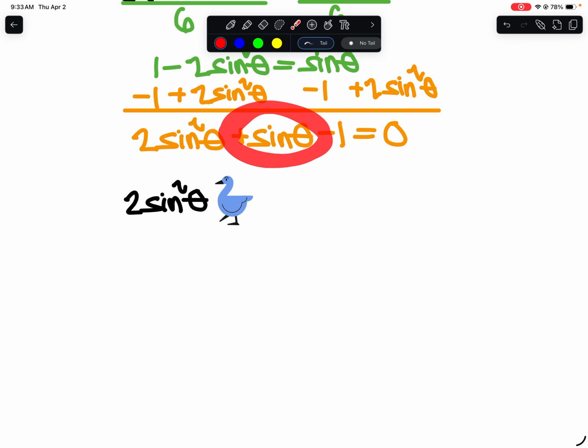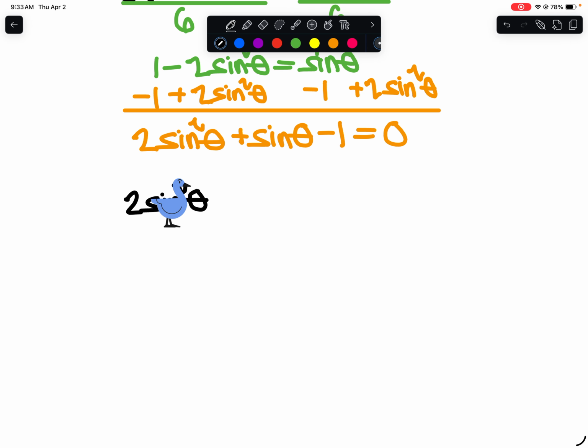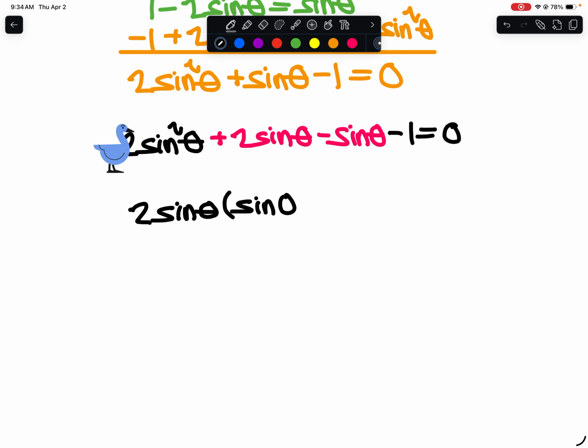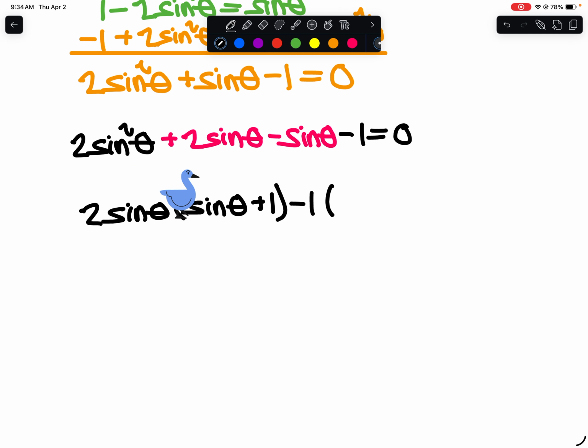Factors of negative 2 that add up to a positive 1. So I want positive 2 and negative 1 sine. So I'm going to do positive 2 sine theta minus sine theta, and then minus 1. And that's going to equal 0. And then when I do grouping, we're going to be left with 2 sine theta, and that's going to leave me with sine theta plus 1. And then in the second group, we're going to take out a negative 1, and that's going to leave you with sine theta plus 1.